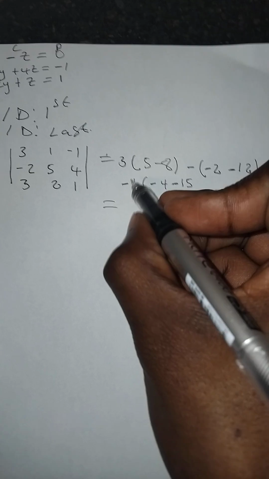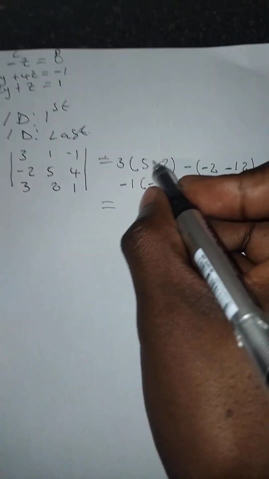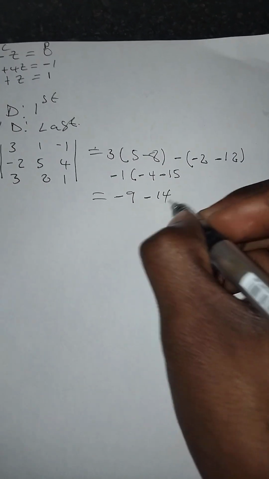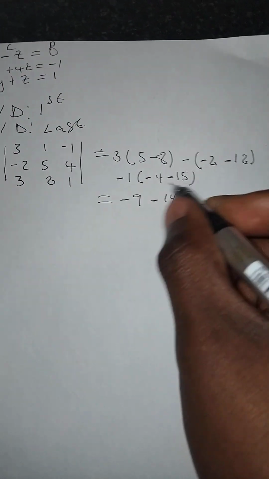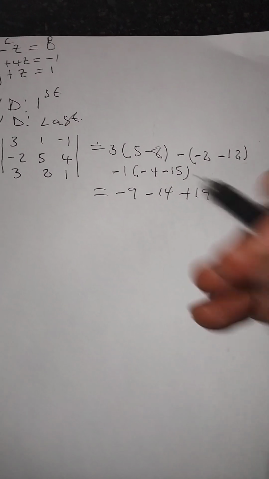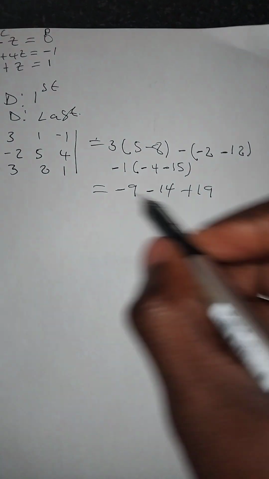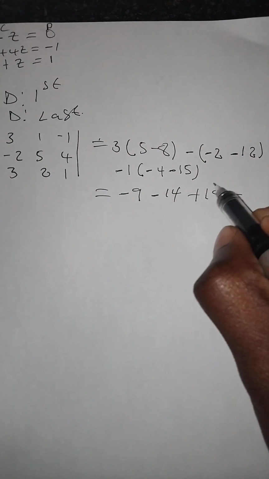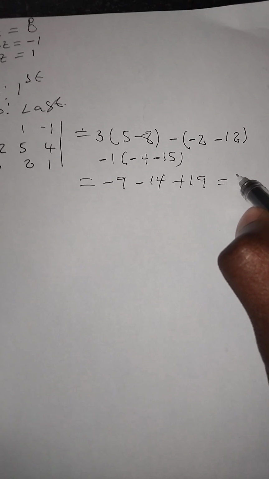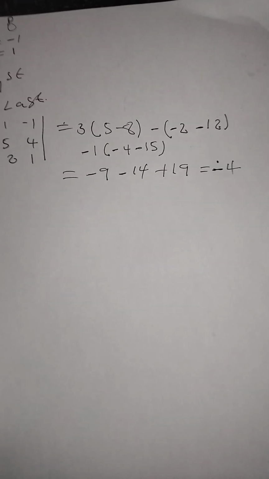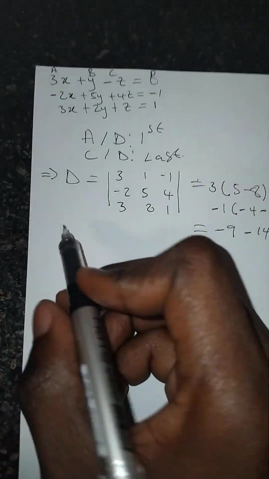So if we simplify, here we're gonna get minus 3 by 3, that is minus 9. Then here we're gonna get minus 14 by that minus, we get plus 14. Then here we're gonna get minus 19 by that, then it's plus 19, just like that. Okay, so this is going to be simplified to minus 4. Yeah, just like that. So the determinant is minus 4.